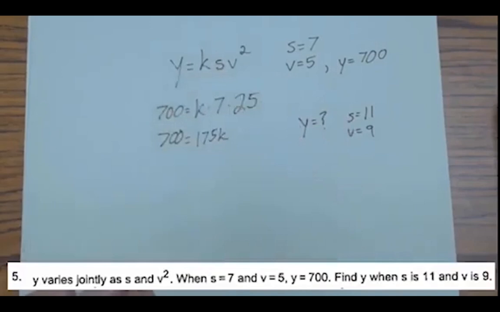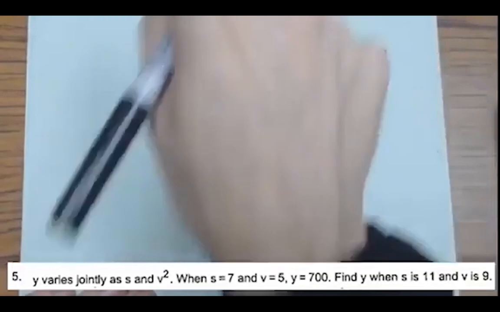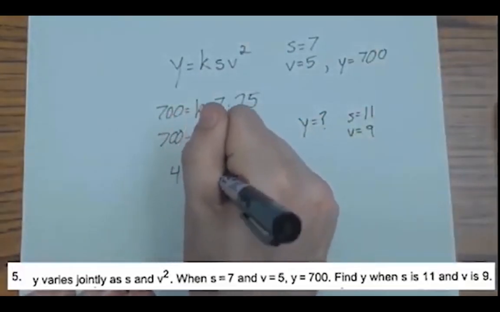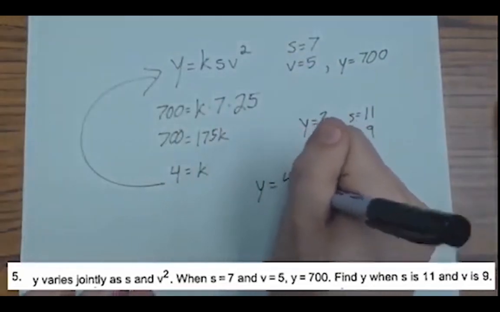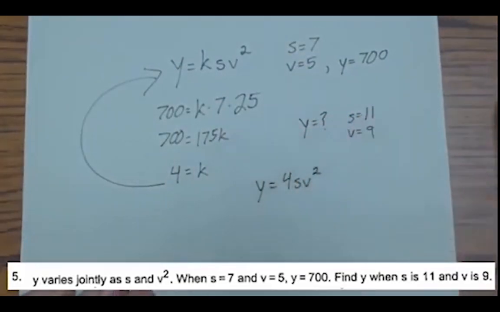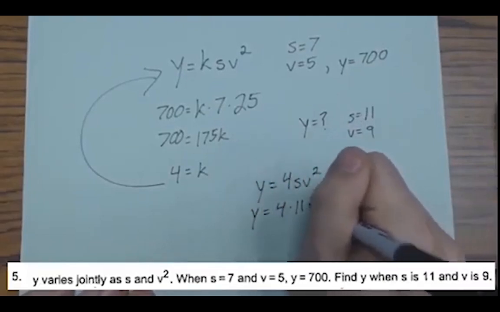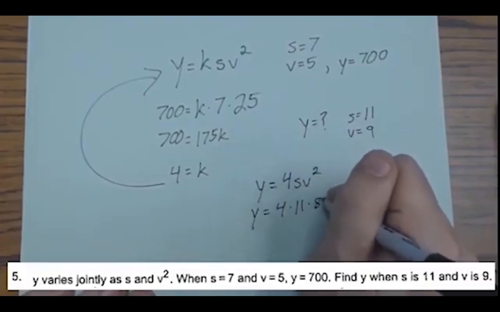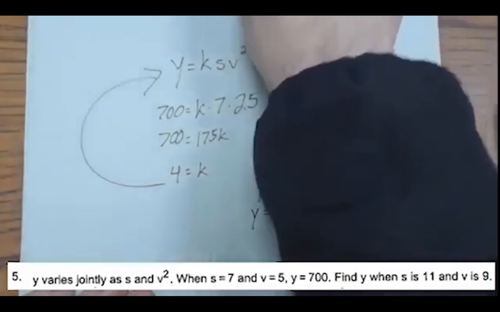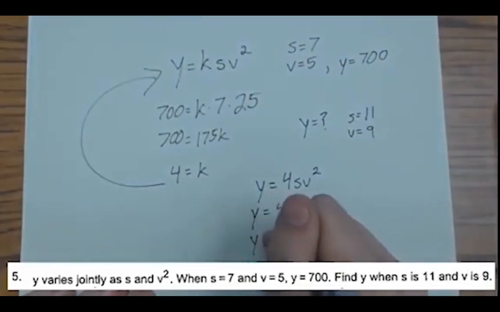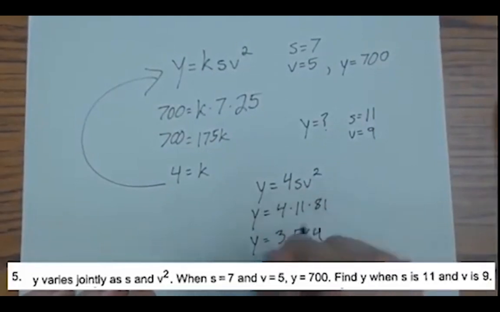So 700 equals 175k. 700 divided by 175 is 4. So 4 is k. Plug that back in. Y equals 4s v squared. So what is y when s is 11 and v is 9? V squared would be 81. 4 times 11 times 81. Whew. y is 3,564.